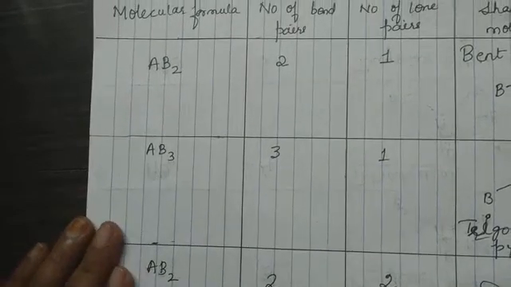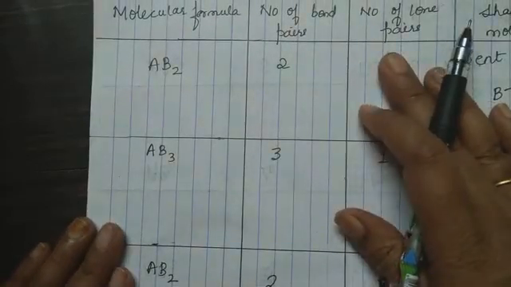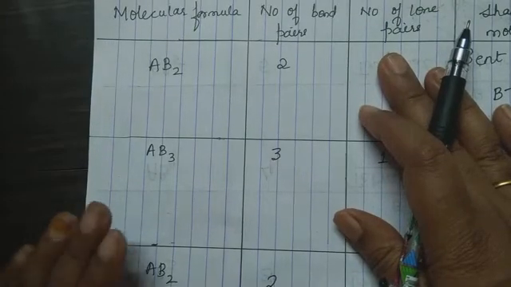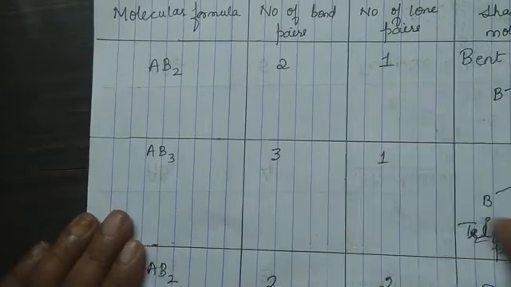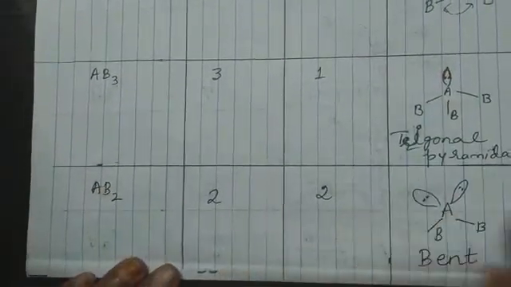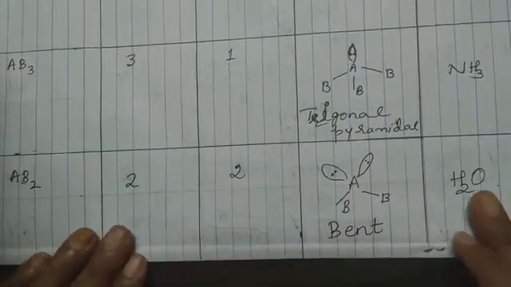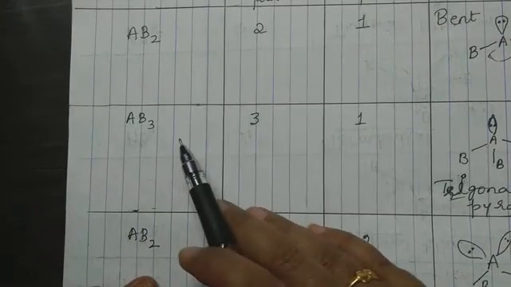So in the molecule of the type AB2, you have three types. AB2 with two bond pairs, zero lone pairs, you have linear. AB2 with two bond pairs and one lone pair, you have a bent structure. And AB2 with two lone pairs and two bond pairs, you have a sharp bent. Example is H2O. So we'll take up another example, AB3.